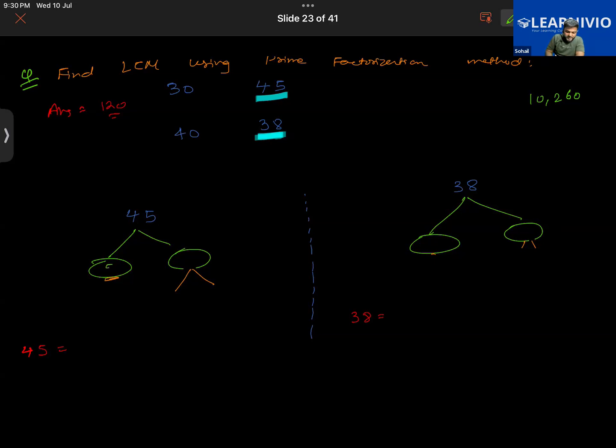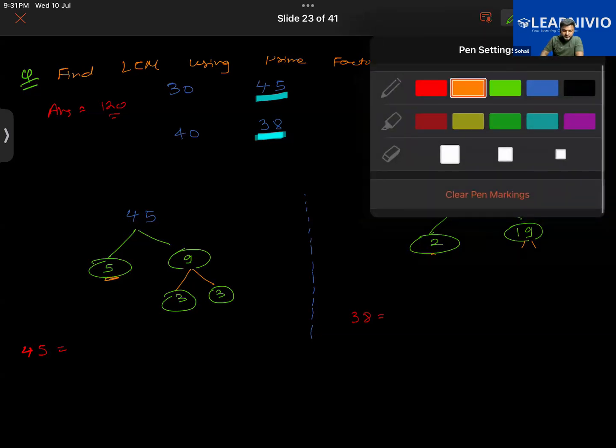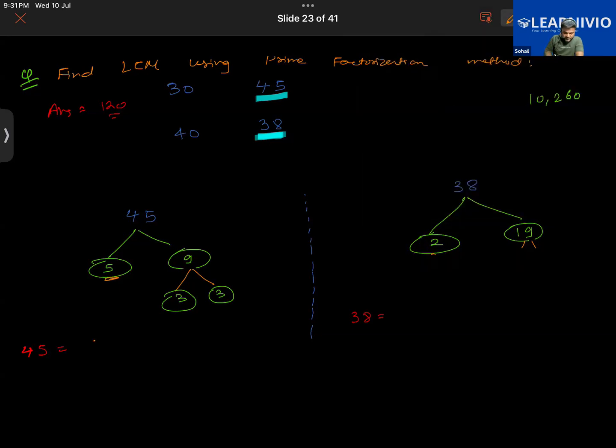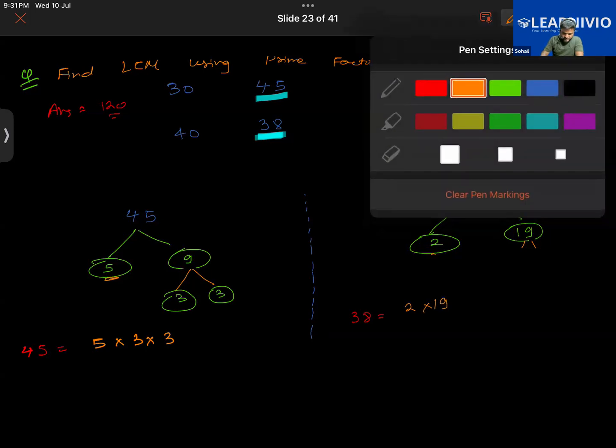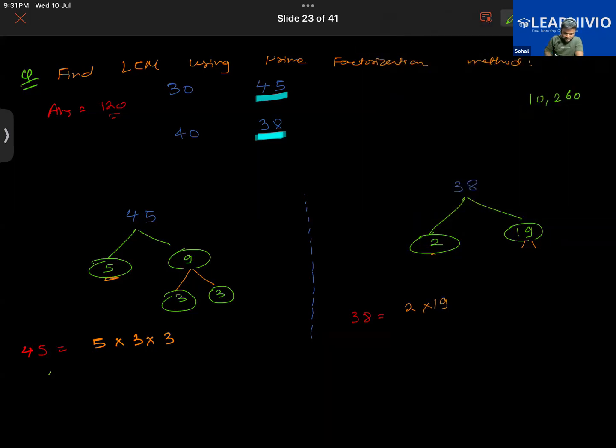So 45 would be 5 times 9. 9 would be broken as 3 times 3. Now 38 will be written as 2 times 19. No need to break it down further because 2 and 19 are both prime numbers, right? So the prime factorization of 45 is 5 times 3 times 3, and that of 38 is just 2 times 19. So here we are finding the LCM in this manner.